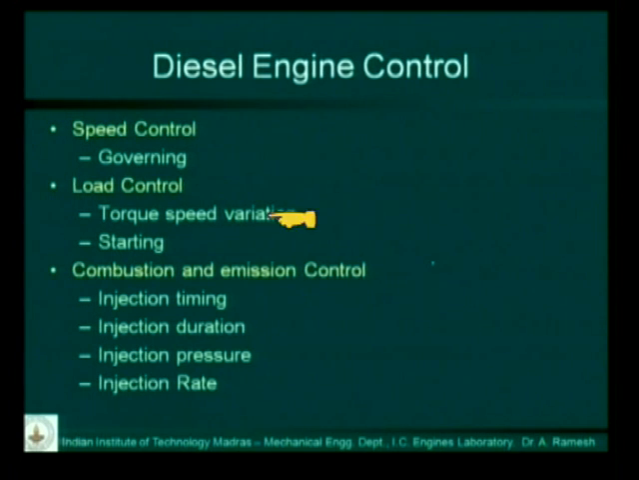We can also control combustion and emissions by controlling the injection timing, injection duration, injection pressure, injection rate. All these parameters can be changed, and by that also we can control emissions and combustion. So there are several things that the diesel engine controller can do, and in fact the heart of the diesel engine today is the diesel engine's controller and the diesel engine fuel injection system.